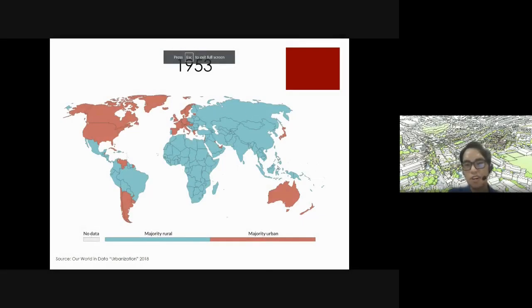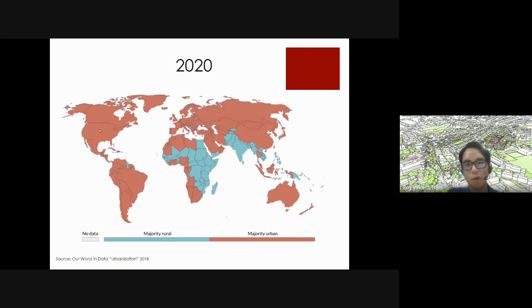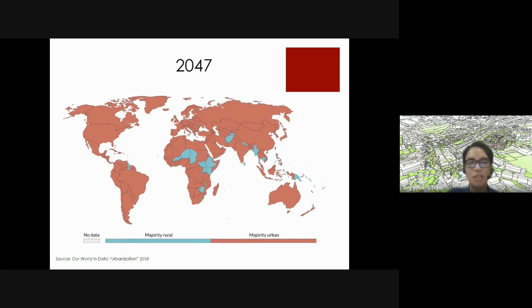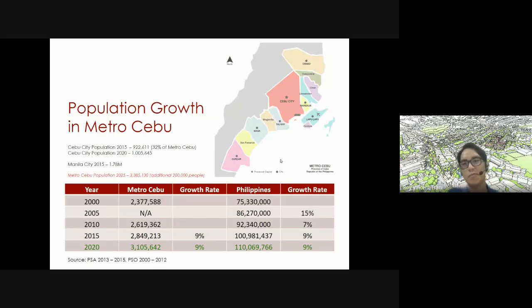In the 1950s, not so urbanized. Only the big countries in the 1950s are urbanized. By 2020, most of the countries are urbanized. The Philippines is not yet included, but by 2047, let's just say 2050, the Philippines will most likely be an urbanized country as well. So that's why we need urban planners.